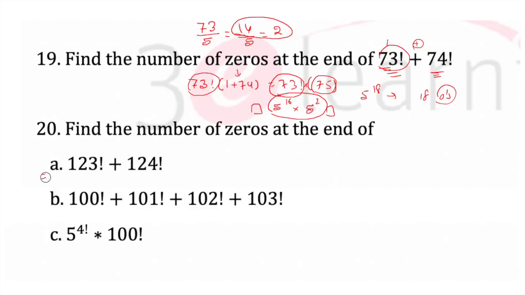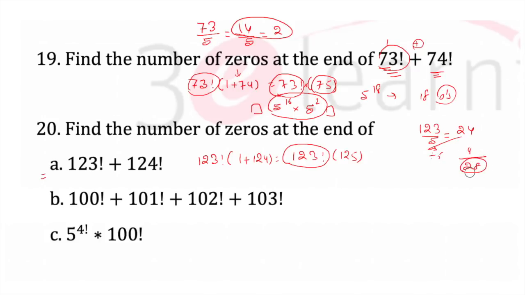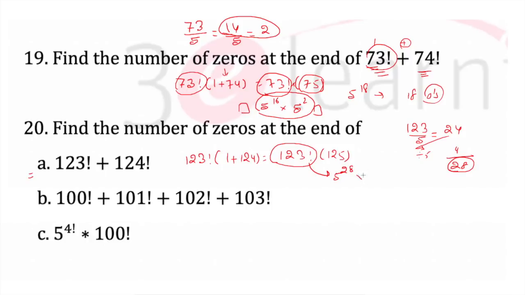Same happens here. If we take the 123 factorial out, we'll get 1 plus 124. This one is nothing but 123 factorial into 125. How can we solve the 123 factorial for the 5? Again the same, the successive division method. So this one is 24 because 5 times 24 is 120. Then 24 divided by 5 is 4. 4 won't divide further, so it's 24 plus 4, which is 28. So in 123 factorial we have 5 raised to 28, and then in the 125 we have 5 cube. So the total is 5 raised to power 31.